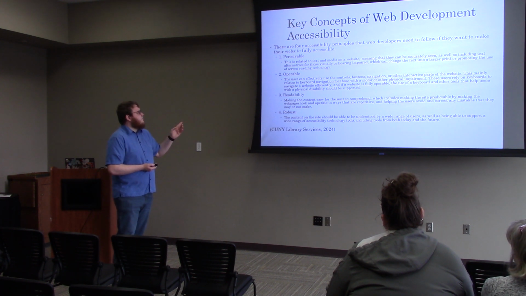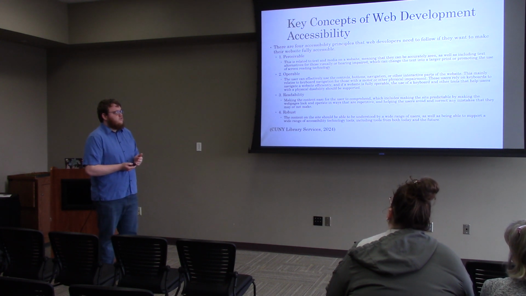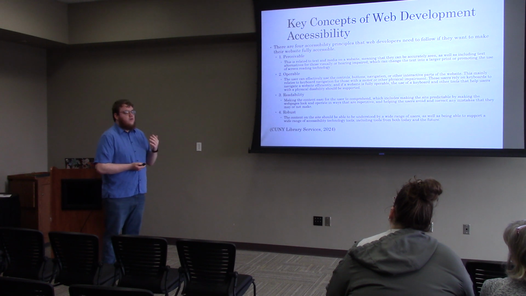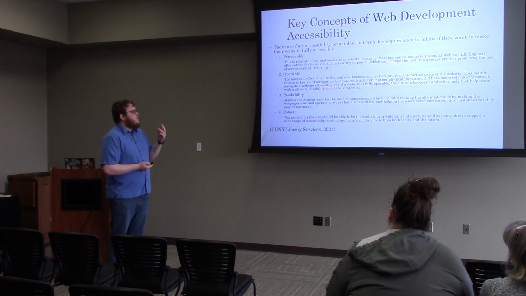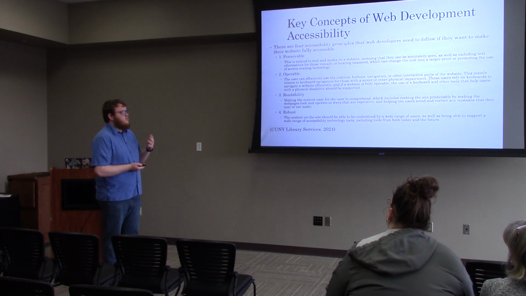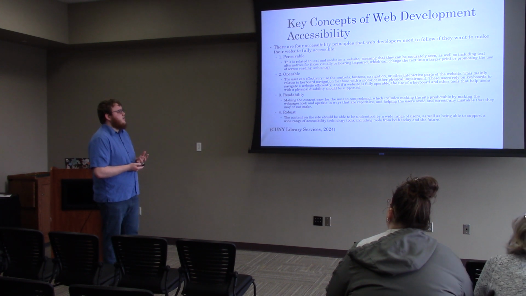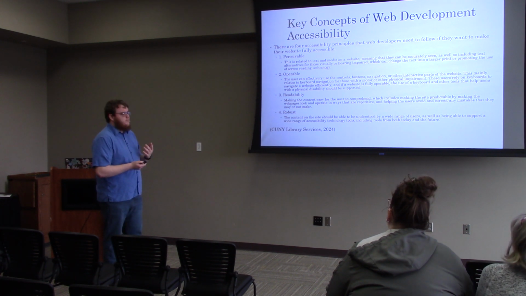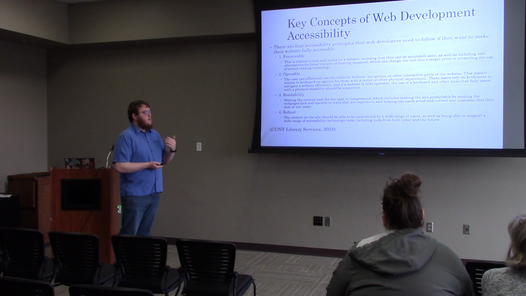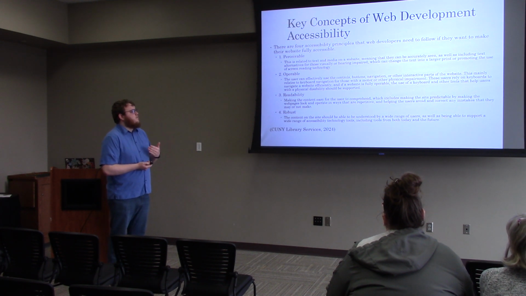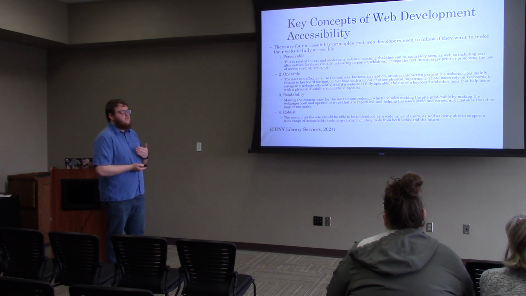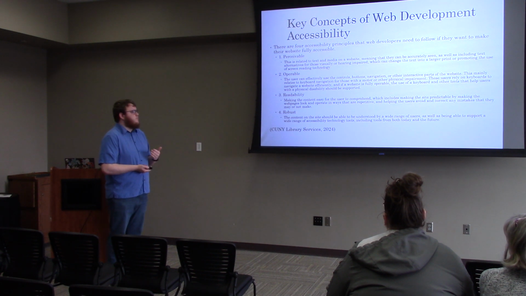Second principle, operable. The user can effectively use the controls, buttons, navigation, and other interactive parts of the website. This mainly relates to keyboard navigation for those with a motor or other physical impairment. These users rely on keyboards to navigate a website efficiently, and if a website is fully operable, the use of the keyboard and other tools that help users with physical disability should be supported.